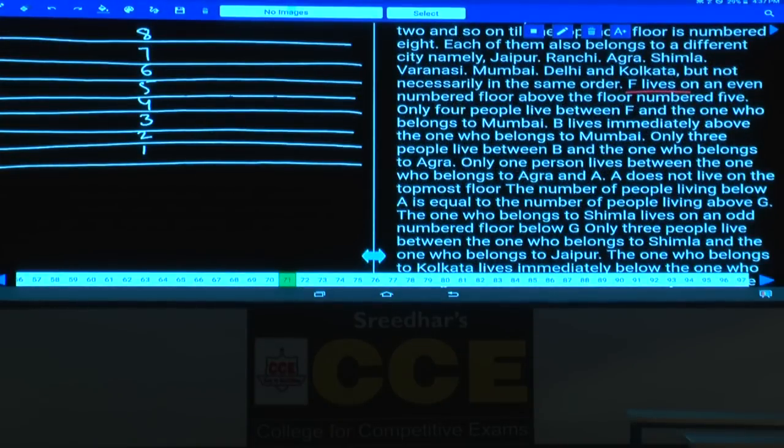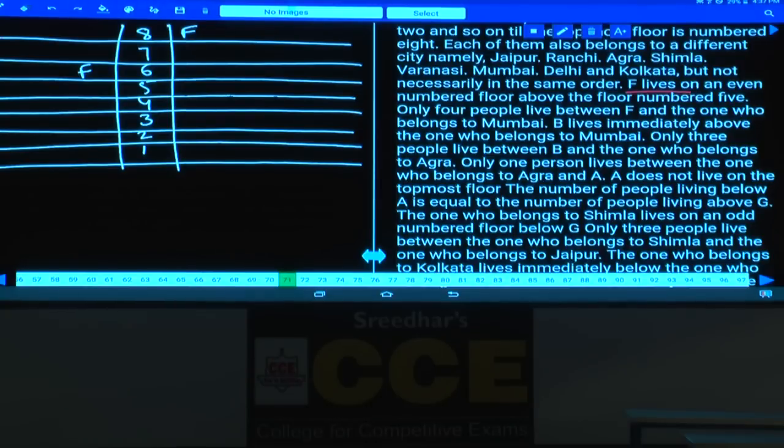As F lives on an even number floor above the floor number 5. Above the floor number 5, how many even floors are there? There are 2 even floors. What are those? F can be either on the 6th floor or F can be on the 8th floor. There are 2 possibilities. Hence we are representing these 2 simultaneously.